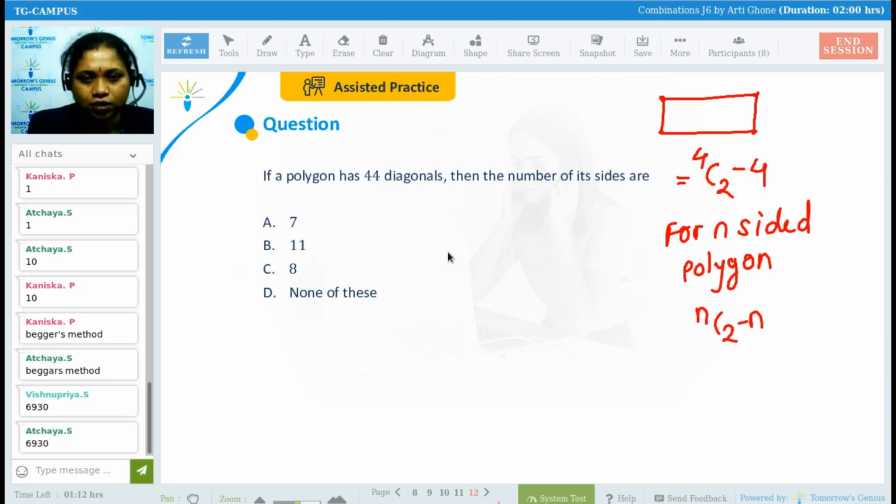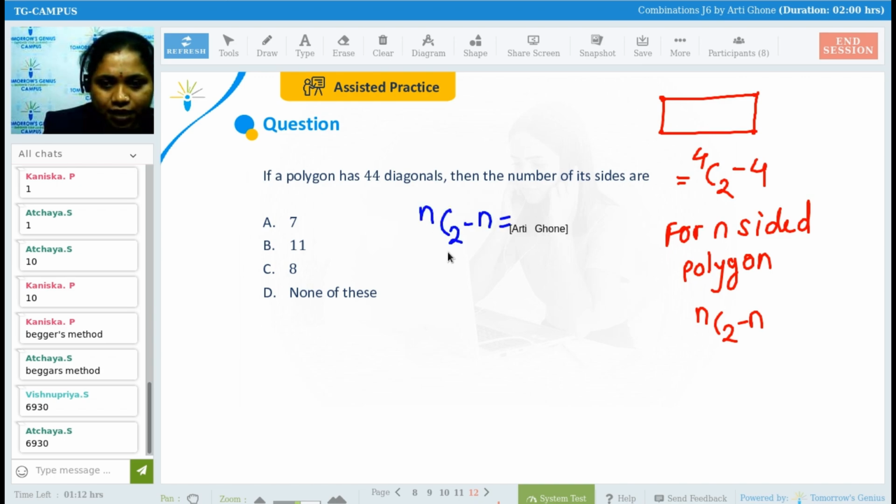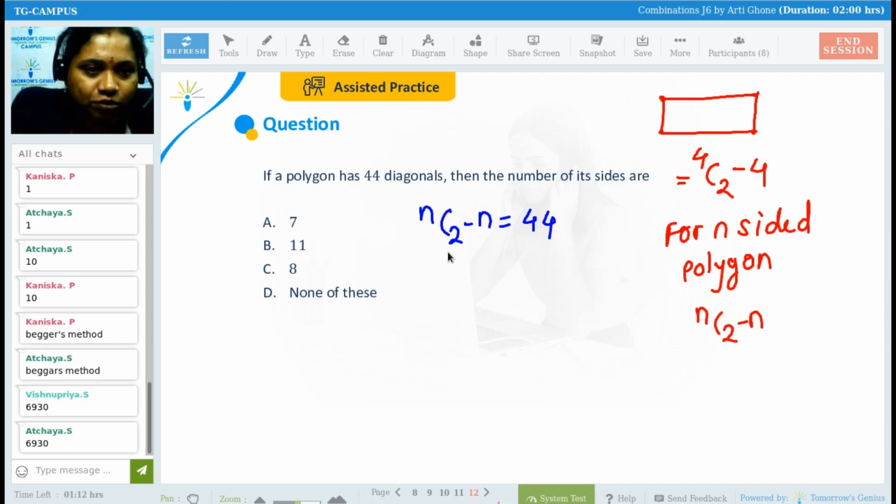So the question is now, the polygon has 44 diagonals, then the number of its sides. Means indirectly this equation is given: nC2 minus n is giving an answer 44. And now you have to put the values. Clear? So better to solve with trial and error, no? What will be the trial and error method? 7C2 minus 7, check it. 11C2 minus 11, check it. 8C2 minus 8, check it. Otherwise, you can go with the formal method also. So do with the method which is flexible for you and tell me the answer.